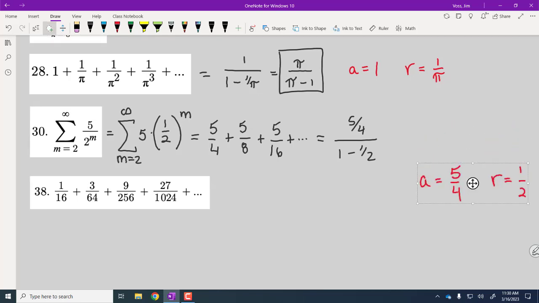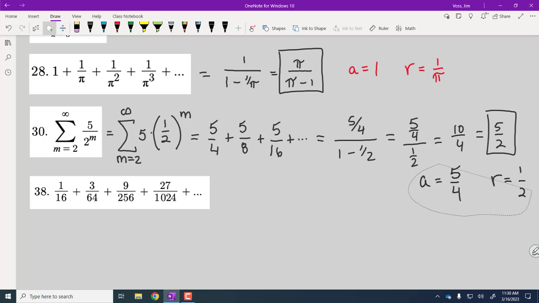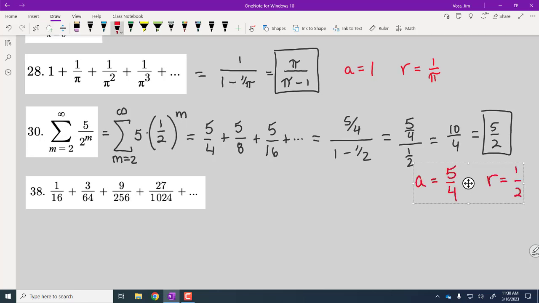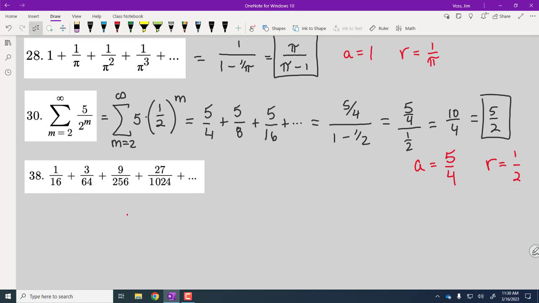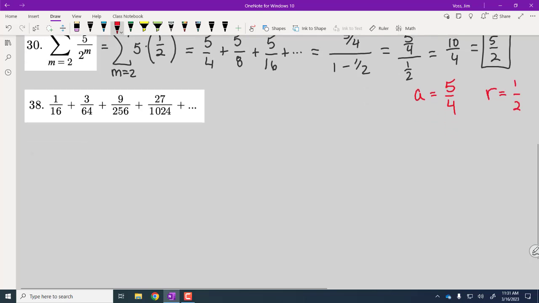Put that down there. So 5/4 divided by 1/2, that's going to be 10/4, which is 5/2. That is the sum of the series. All right, any issues on that one? Make sense? Feeling good? All right, let's try this one.